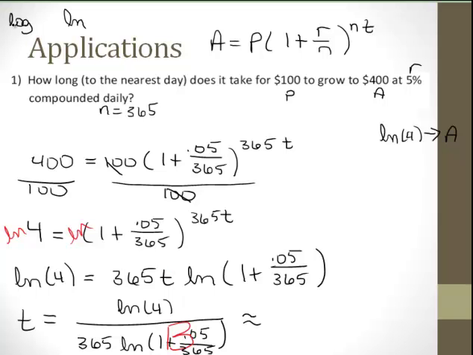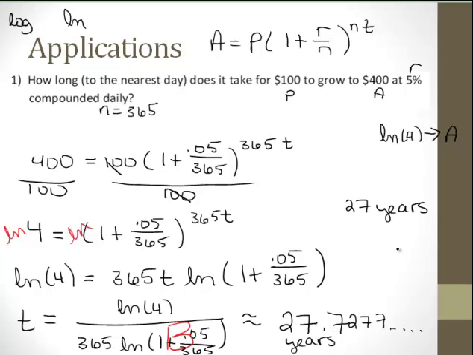Then I do A divided by parentheses 365 natural log of B. So we end up with 27.7277 and a whole bunch of other digits. It says to round this to the nearest day. So we know this is 27.72 years, which would mean 27 years and how many days?